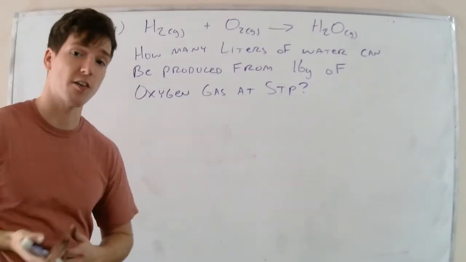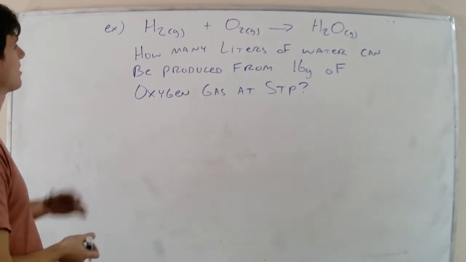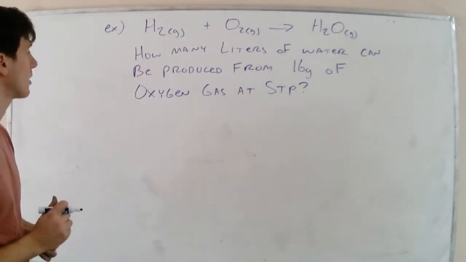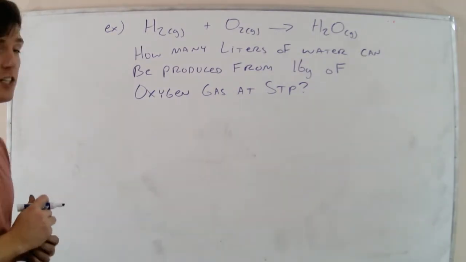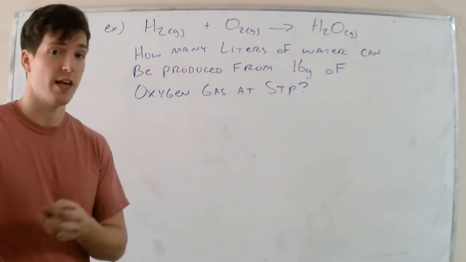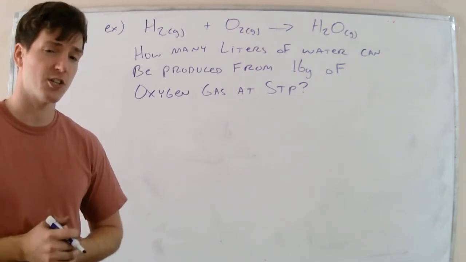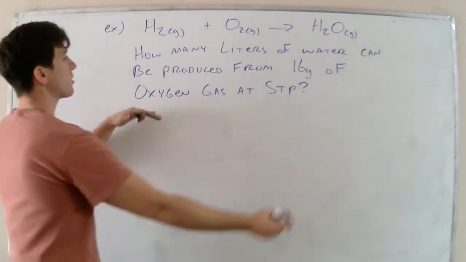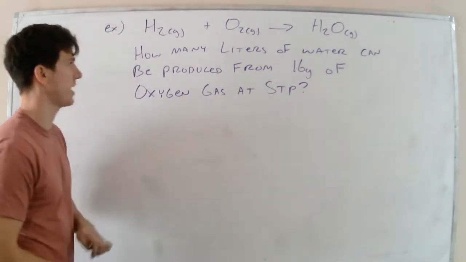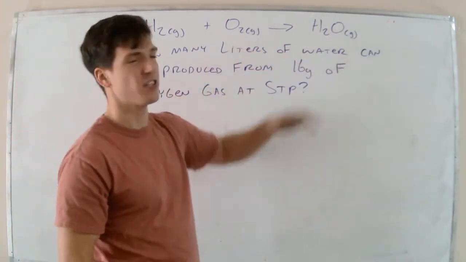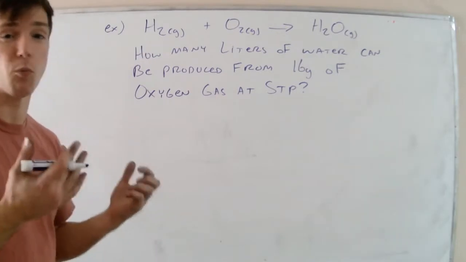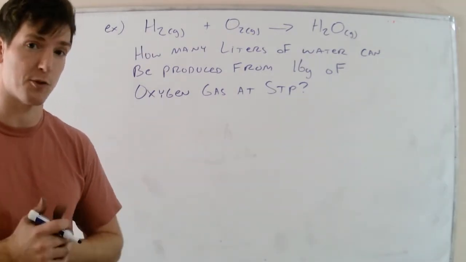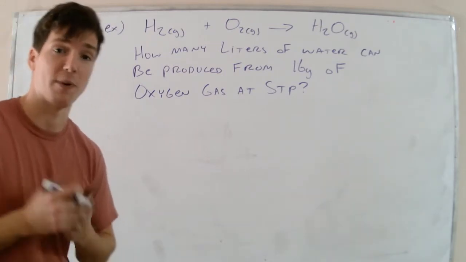So here is our first example. As you see here, I gave you an equation up top, and I'm asking how many liters of water can be produced from 16 grams of oxygen gas at STP. First thing I should note is that I know this is a stoichiometry problem because I start with 16 grams of oxygen gas, and it wants me to get to liters of water. I'm going from one compound to a totally different compound. So this is stoichiometry. So first thing I'm going to do is follow my steps of stoichiometry.